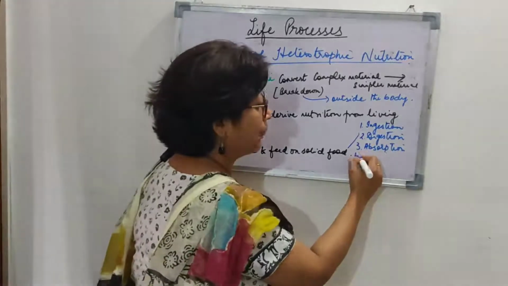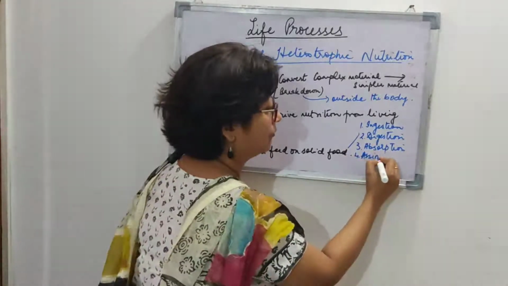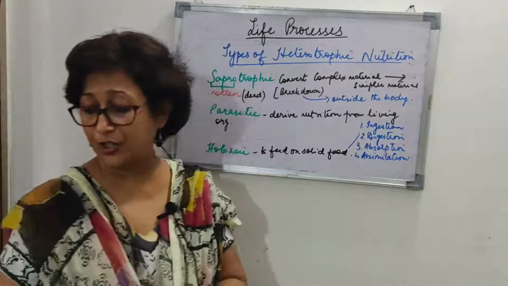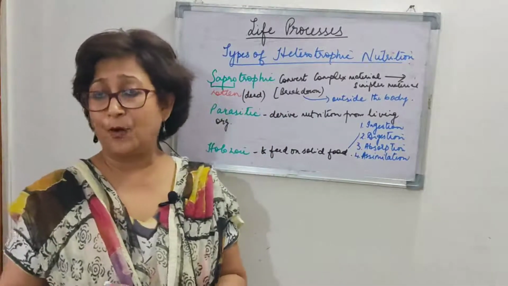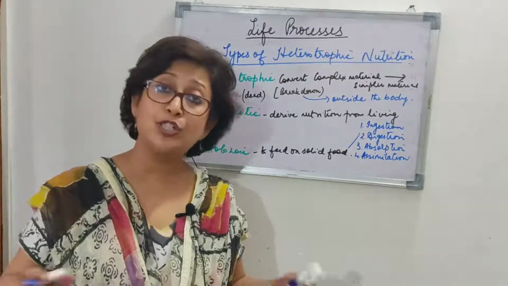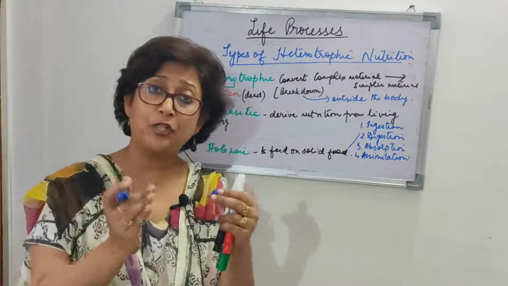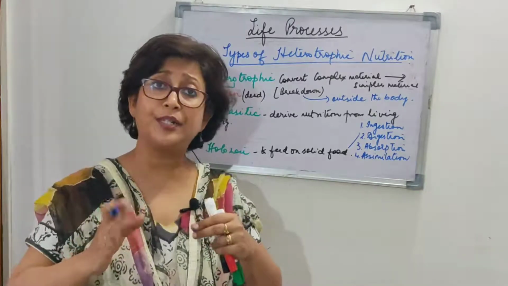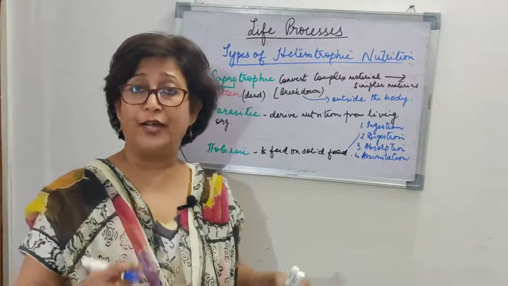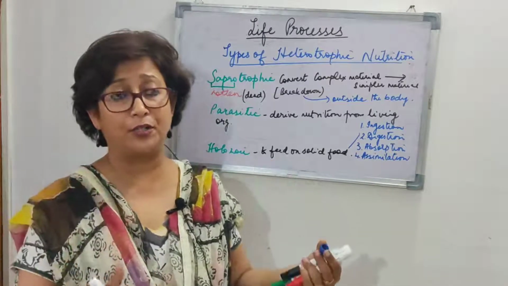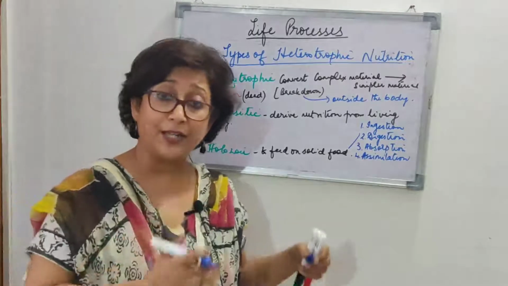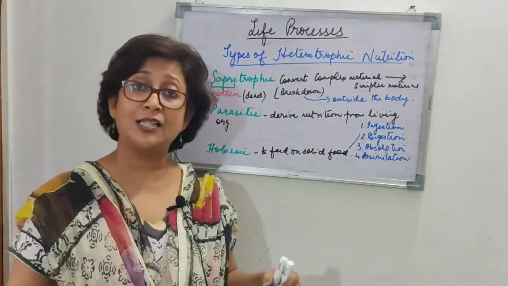Then the fourth step here is assimilation. Assimilation is basically the process in which the absorbed food is taken in by the body cells and used for energy. Whatever food is taken in, in what form it is used, that is known as assimilation. Whether it is used for energy, for growth, or for repairing of the cell, that is known as assimilation.